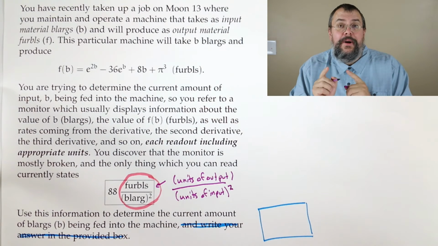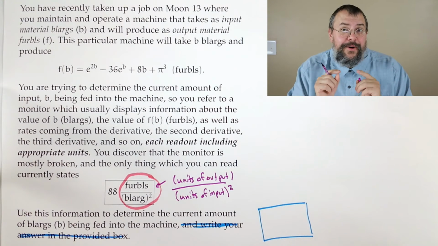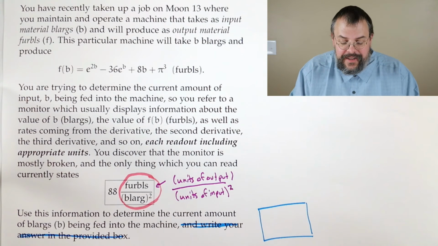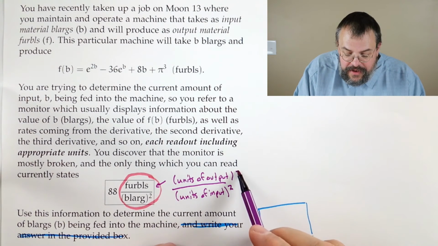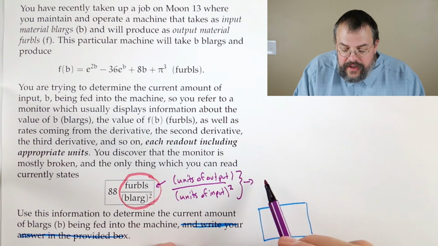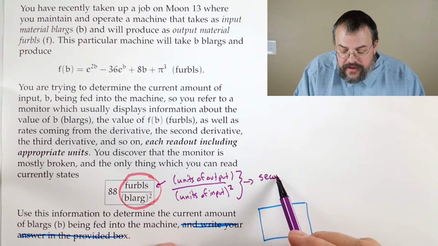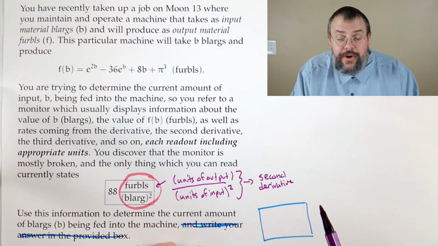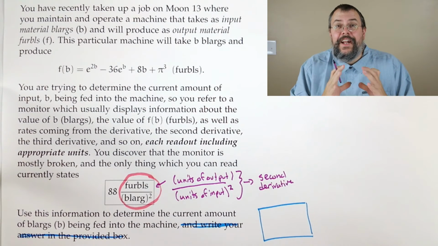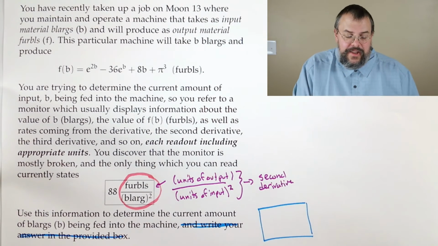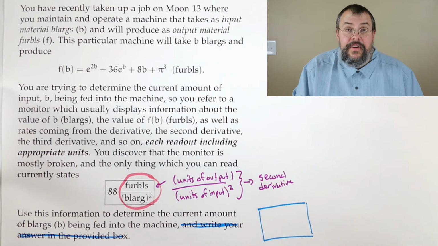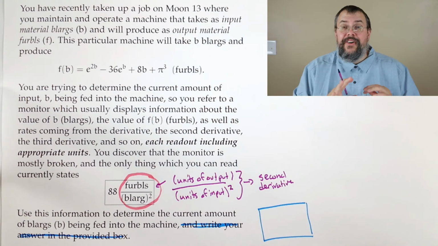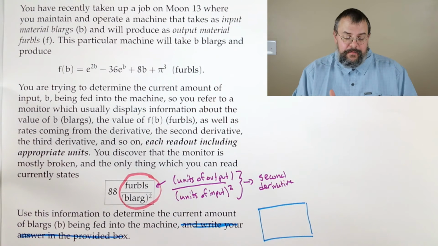If we think only about units, what is that telling us about what information we're seeing? This piece right here says this is a second derivative. So what we are told is that there's a second derivative on the display. The units are telling us the second derivative. This question is about, can you interpret units?